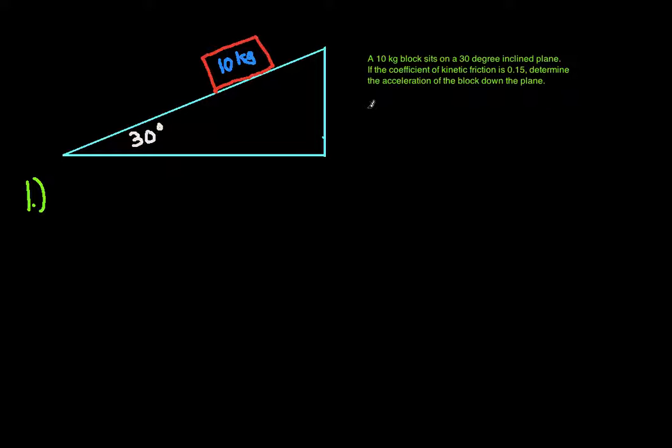I always think it's a good idea to organize what you're given. So in this problem, I'm going to say the mass is 10 kilograms. Let me change the pen stroke really quick. So the mass is going to be 10 kg. The coefficient of kinetic friction, that's mu sub k, is going to be 0.15, and that's dimensionless. And the angle theta is going to be 30 degrees.